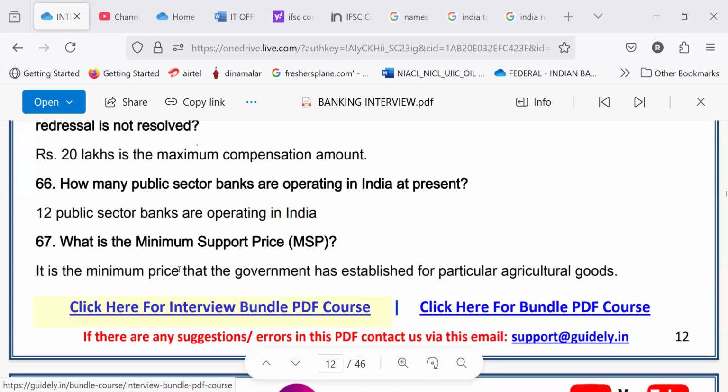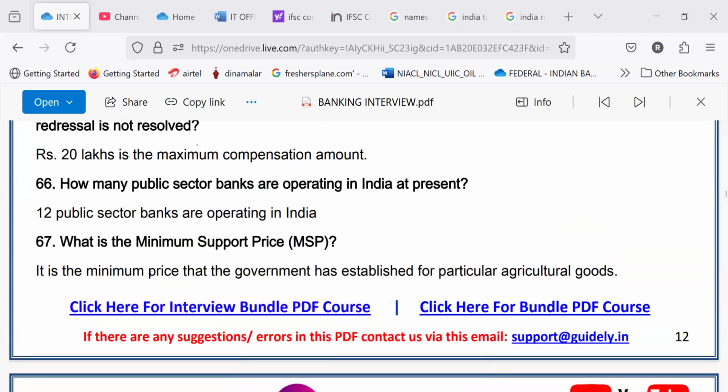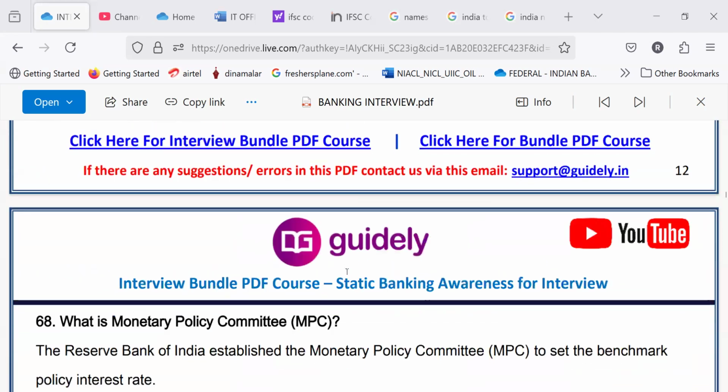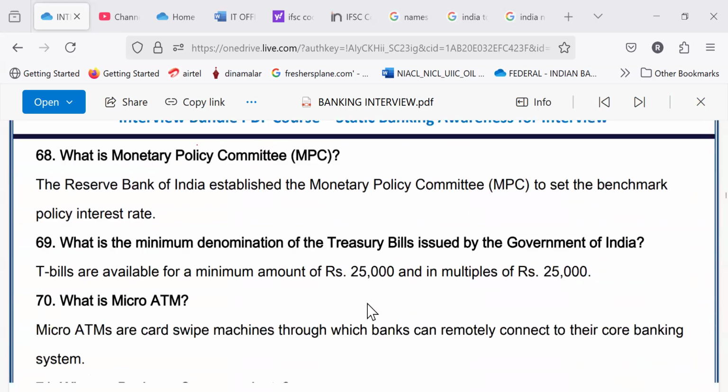What is minimum support price? It's a minimum price that the government has established for particular agricultural goods. You, as agricultural graduates, should know what is the MSP for paddy or wheat in Punjab and other places in your state. If you know that, it is good. What is Monetary Policy Committee? The Reserve Bank of India established the Monetary Policy Committee to set the benchmark policy interest rate.